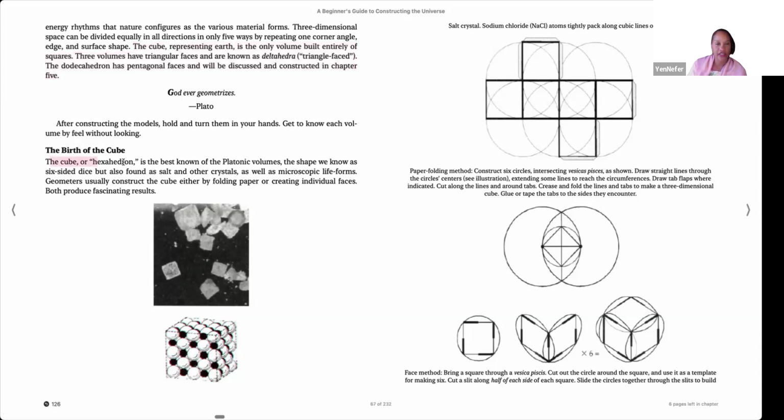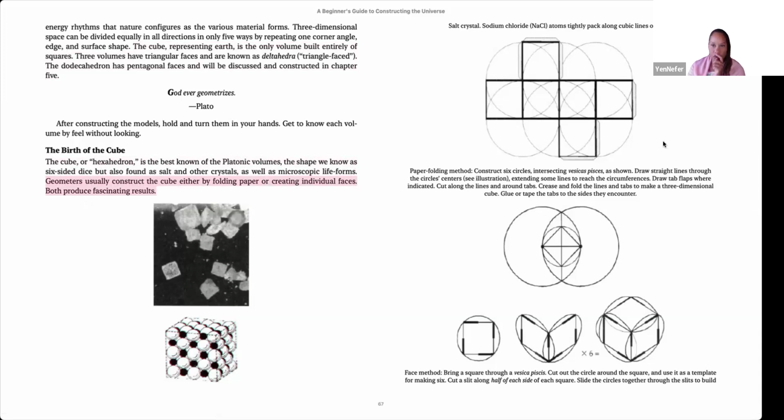The cube, or hexahedron, is the best known of the Platonic volumes, the shape we know as 6-sided dice, but also found as salts and other crystals, as well as microscopic life forms. Geometers usually construct the cube either by folding paper or creating individual faces. Both produce fascinating results.